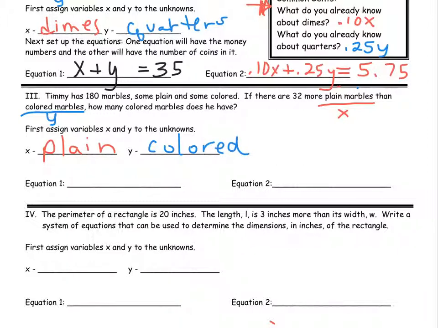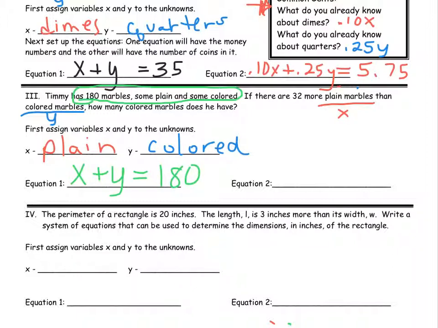Okay, now we have to come up with our two equations. So let's look at totals. We know that our total comes up to 180 marbles. So right here we have some plain and some colored marbles equals 180 marbles. So we know that x for our plain plus y for our colored, so some of the x's and some of the y's, are going to equal 180 marbles.